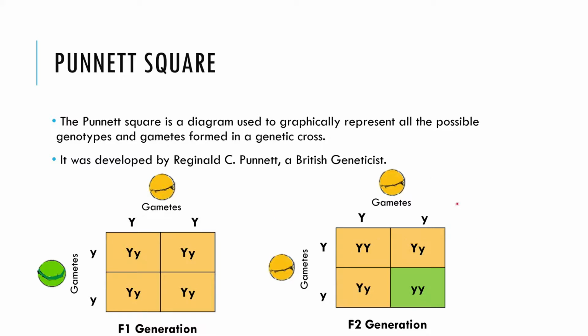Now the F2 generation, this would be the gametes for the F2 generation, and crossing of this, we see that the seed color phenotype is 3 yellow and 1 green, which is a 3:1 ratio.